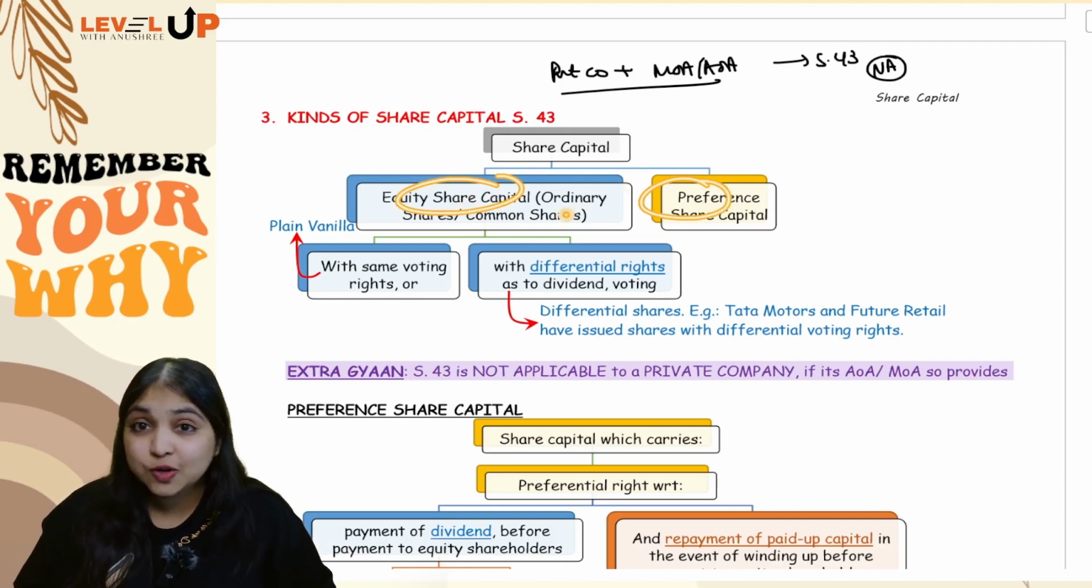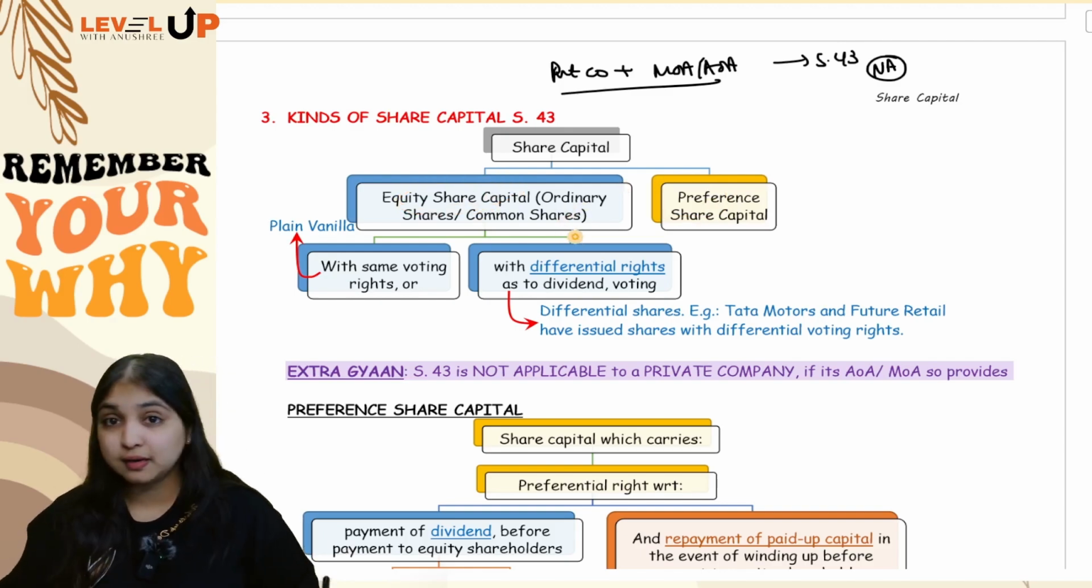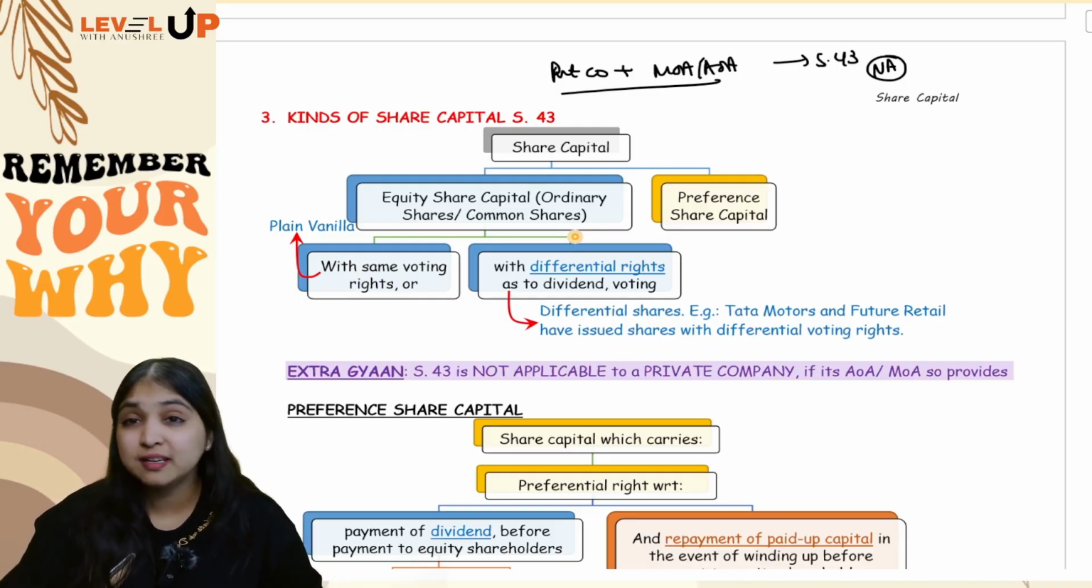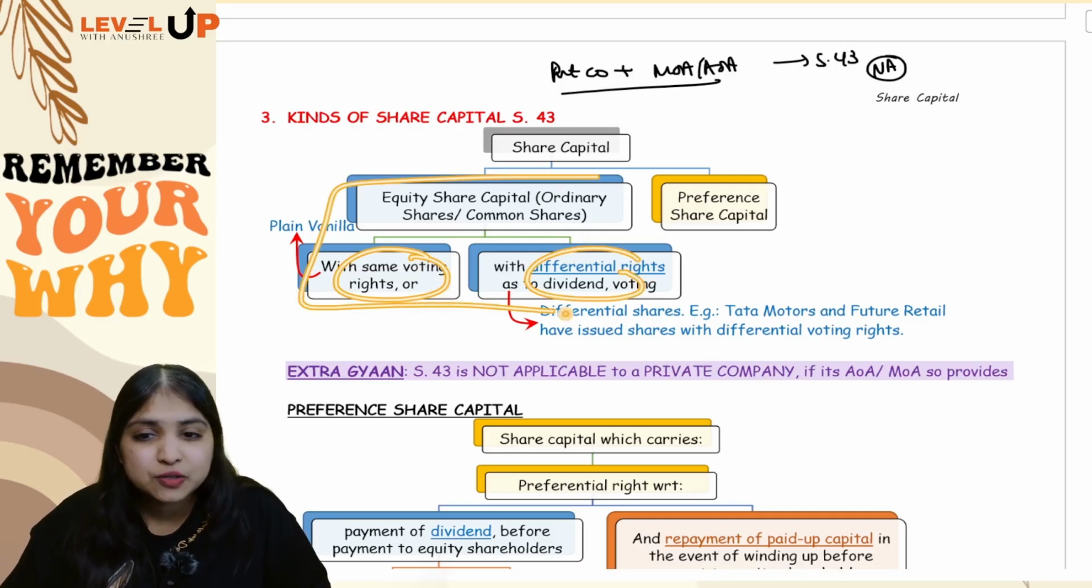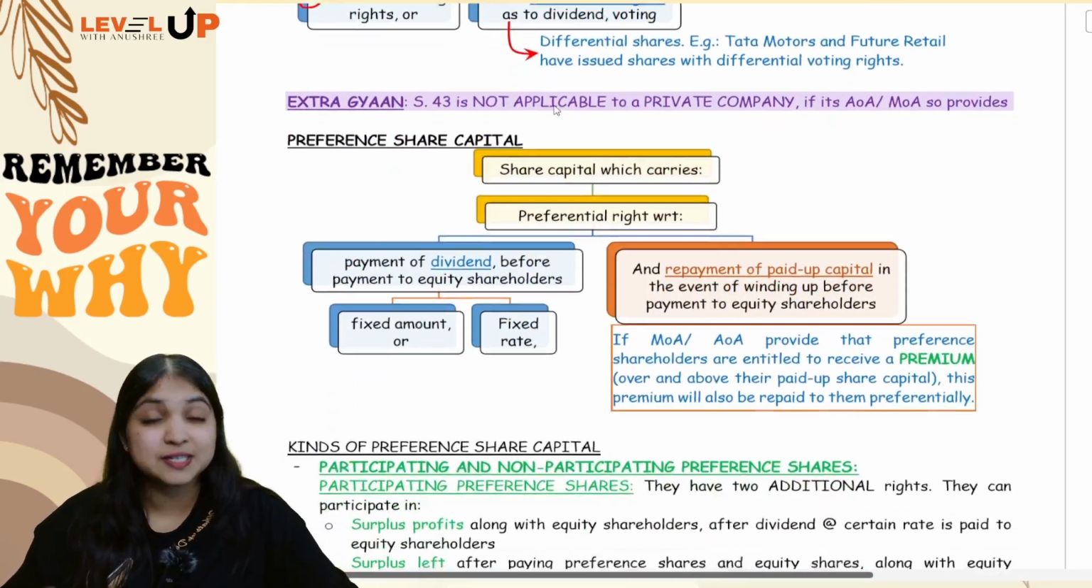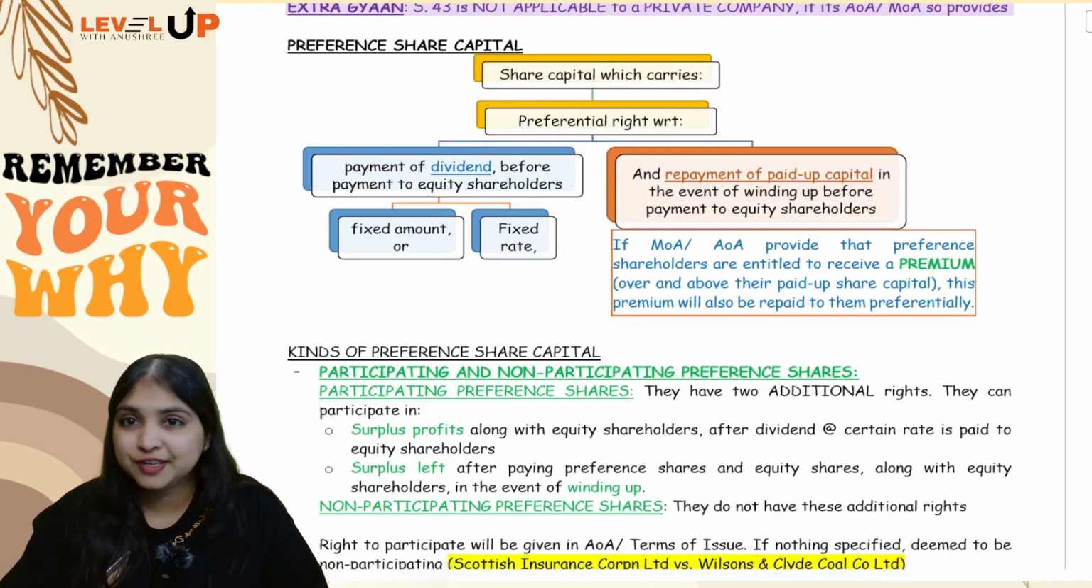Equity capital is also called ordinary capital, also called common capital, and equity shares can be of two types: your normal equity shares which carry the same voting rights, or equity shares with differential rights. So this part, equity shares, we'll discuss a little later. Let's focus on preference share capital first. Preference shareholders enjoy two preferential rights, guys.